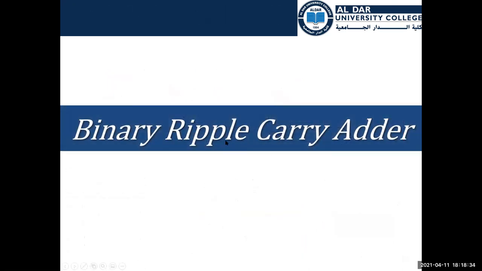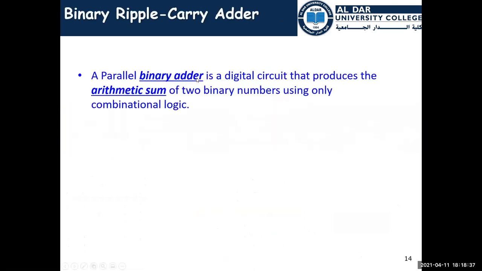Binary ripple carry adder. This is a parallel binary adder. If we want to implement an adder that can add more than two bits, for example 5 bits, or 4 bits or 8 bits, according to whatever we need, how do we do that? The parallel binary adder can be implemented by using multiple full adders.